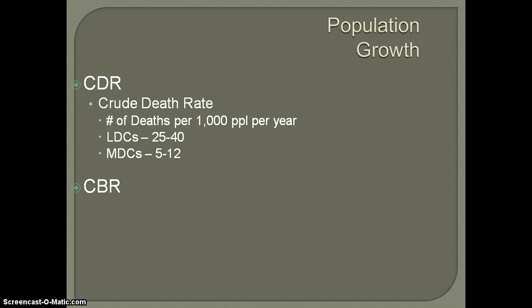You can see there the numbers typically within a less developed country, and some people might not like the way that's grouped, but that's fine with me. We're just using some general categories. In less developed countries, it's typically going to be a number somewhere between 25 and 40, and in more developed countries, somewhere between 5 and 12. Obviously people are dying in all countries, but generally speaking, younger people are going to be dying in less developed countries, whereas in more developed countries, the people dying at higher rates are going to be the elderly.